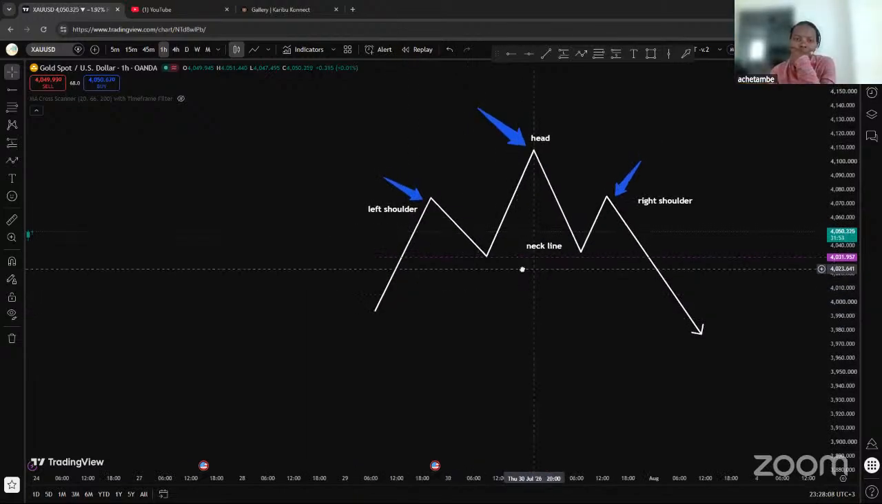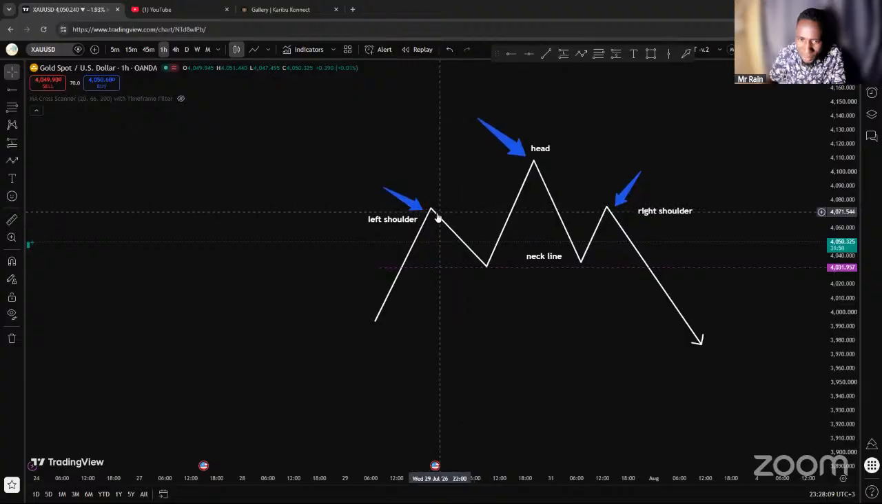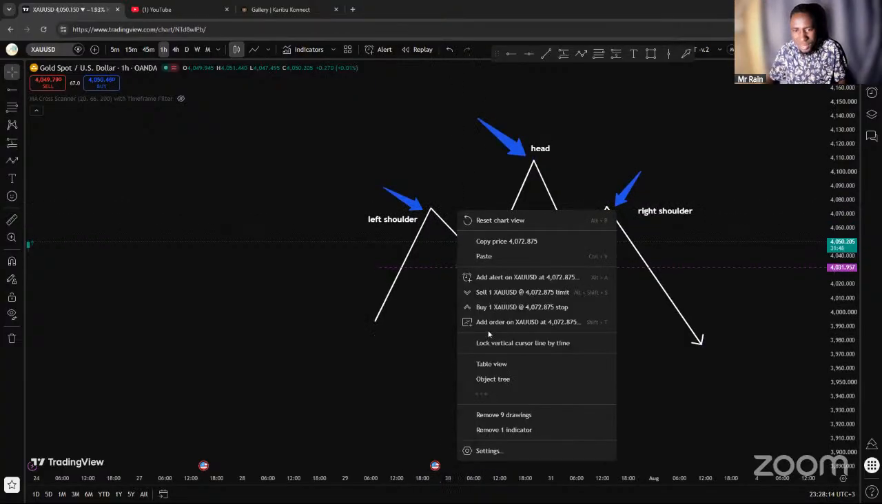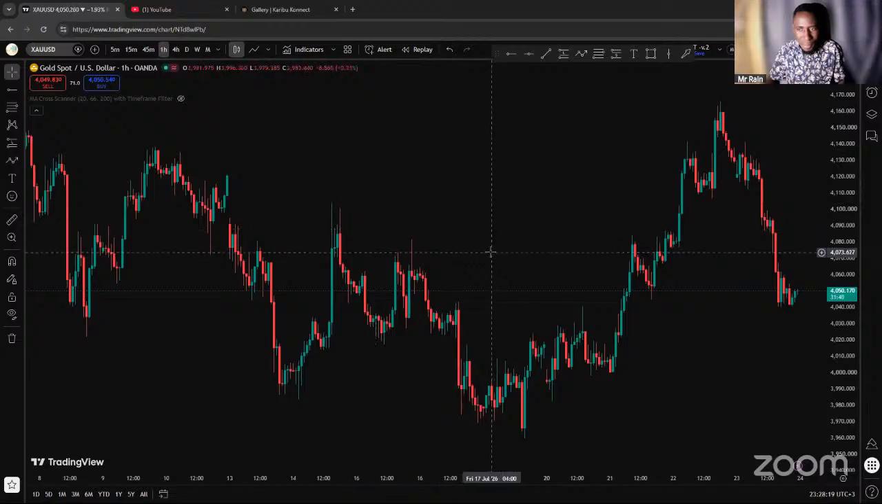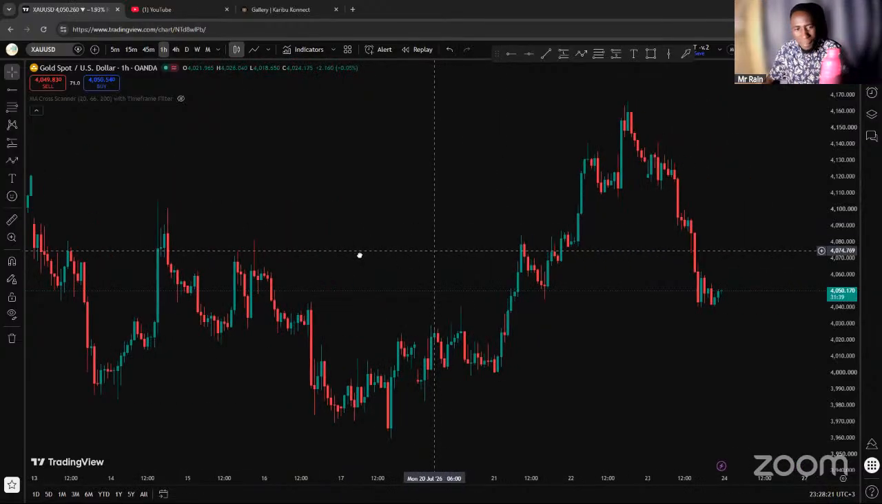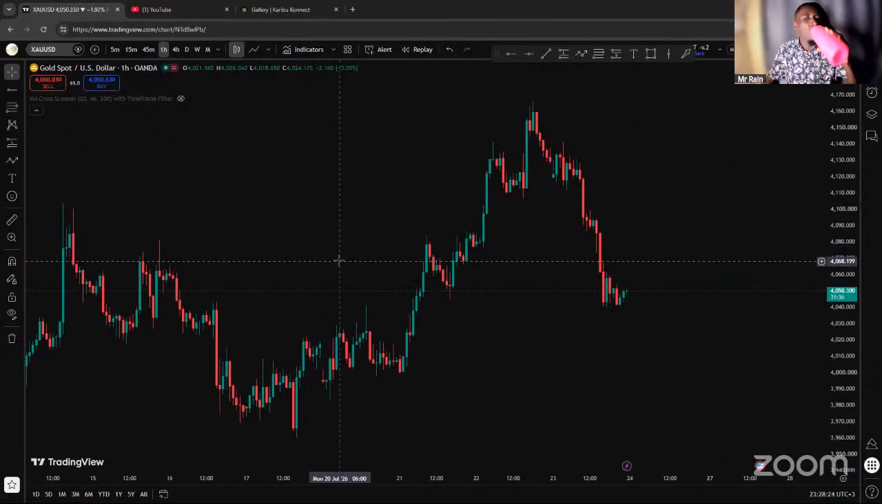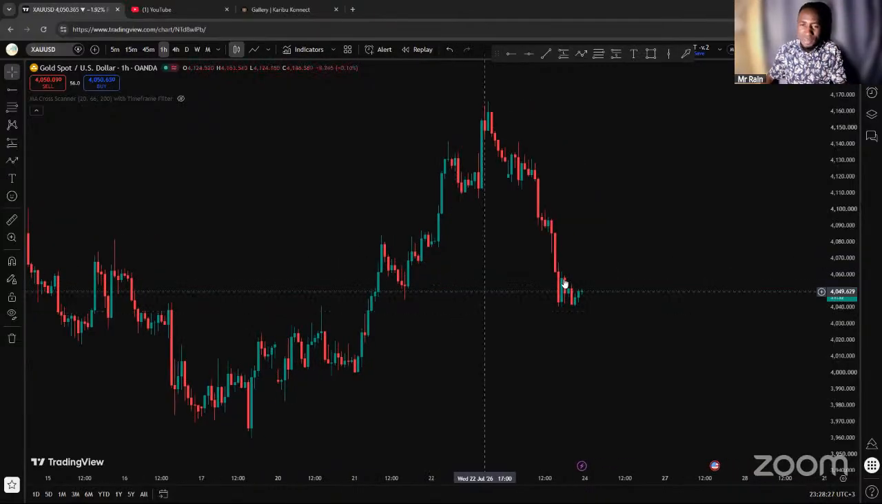Yes. So I will move to the chart and see how we can identify such a pattern. So let's see, where is that chart? So it is very clear. As you can see here, price is going up.